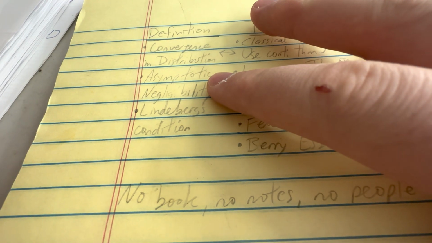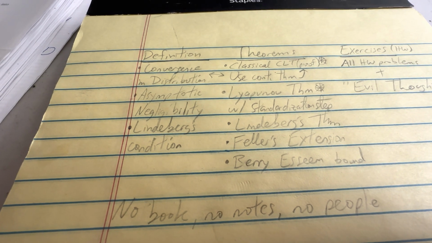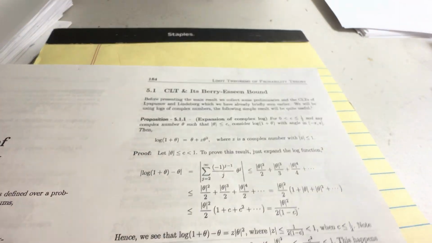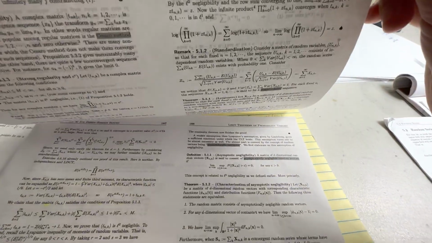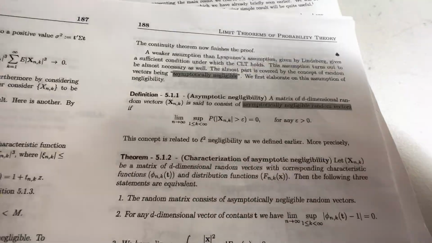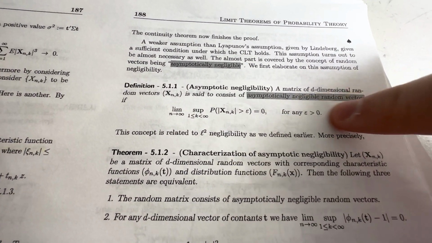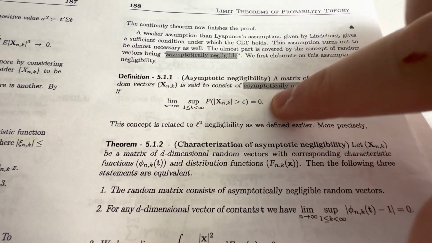After that, we should know the definitions of these. So these are 2 new definitions that we've learned this semester: asymptotic negligibility and Lindeberg's condition. And I'll show you what they are. So in the notes, that's L2 negligibility. Where's asymptotic negligibility? Here it is. Here's the definition. A matrix of d-dimensional random vectors is said to be asymptotically negligible if the following statement holds. So this is really the definition.